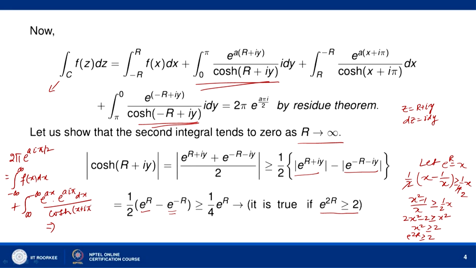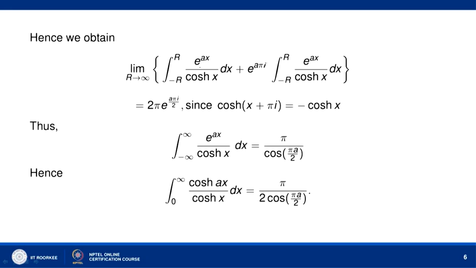So, this gives you this equation. In the limit r tends to infinity, e to the power a i π times the integral from minus r to r of e to the power a x over cosh x dx can now be changed to the integral from minus infinity to plus infinity, because cosh(x + iπ) is equal to minus cosh x. So, here, the limit r tends to infinity of the integral from minus r to r of e to the power a x dx over cosh x plus e to the power a i π times the integral from minus r to r of e to the power a x over cosh(x + iπ), and cosh(x + iπ) is equal to minus cosh x.